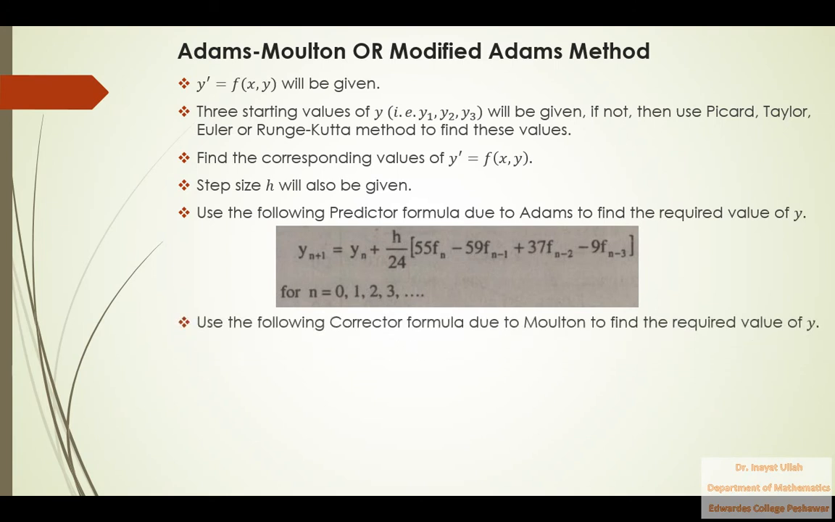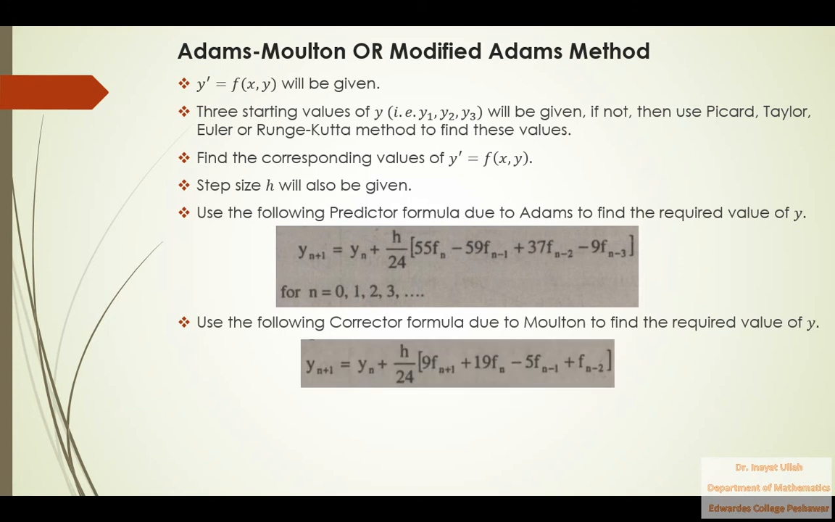Secondly, we need to use the corrector formula due to Moulton. That is the corrector formula. The main difference between these two formulas is the alternate signs. This is minus, but this is plus. That is plus and this is minus. Minus then plus. Secondly, this is 55, this is f(n). Then 1 is decreased in the upcoming f's. This is n, this is n minus 1, n minus 2, n minus 3.